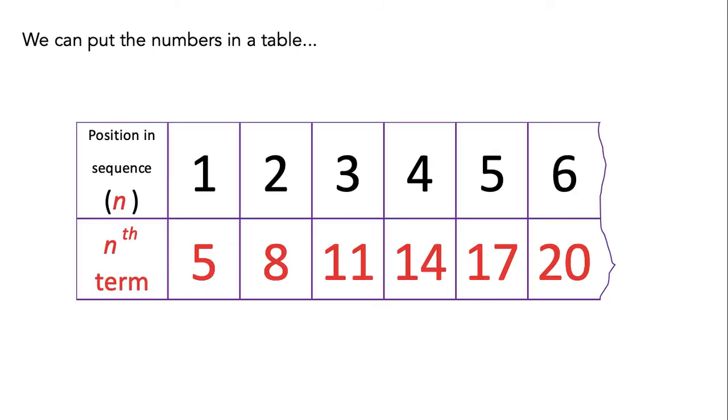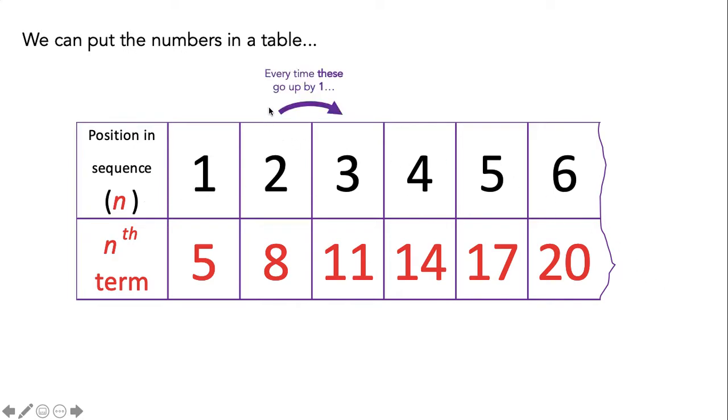So we can put the numbers in a table. So we've got the position in the sequence, so 1 for the first number, 2 for the second number, 3 for the third number, and so on. And then the first number is 5, so I say the first term is 5, the second term is 8, the third term is 11, the fourth term is 14, and so on. And all of these are the nth term, where n is the position in the sequence.